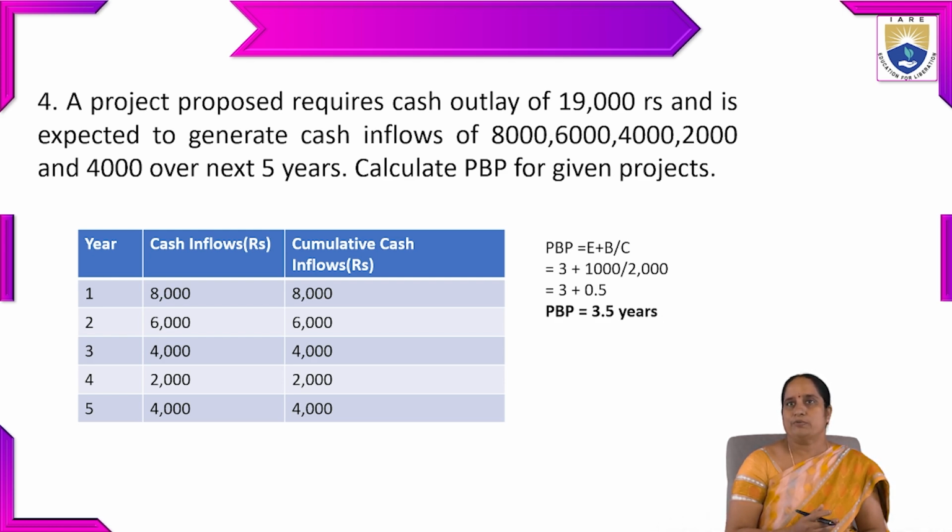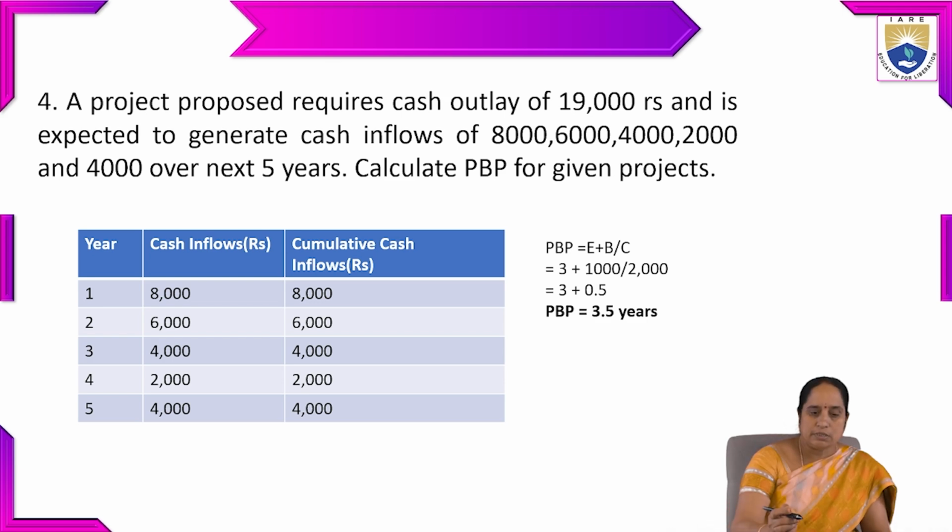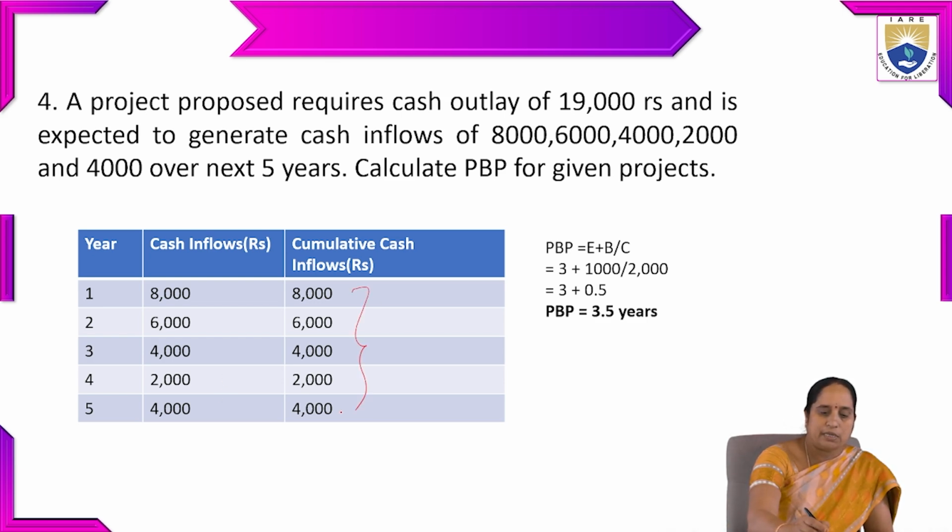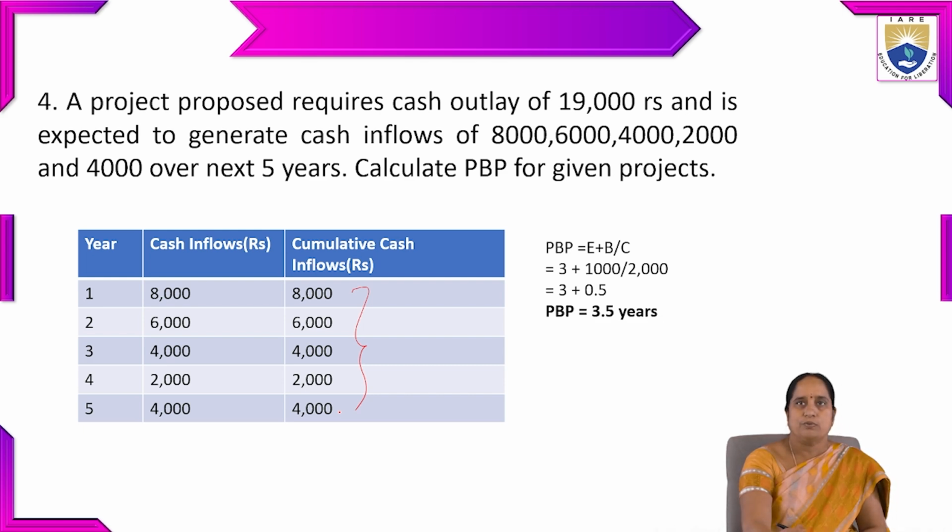Calculate payback period for given projects. So this is the case of uneven cash flows. As a result, we should convert cash inflows into cumulative cash inflows. Then apply the formula: payback period is equal to E plus B by C.